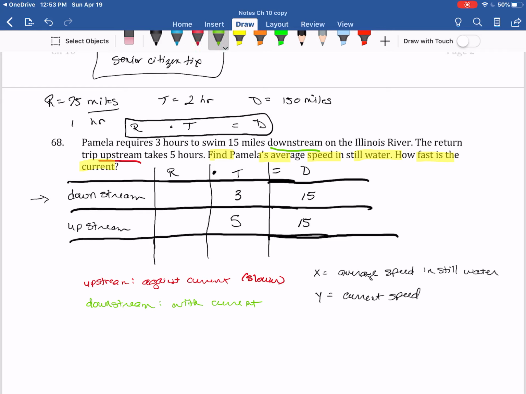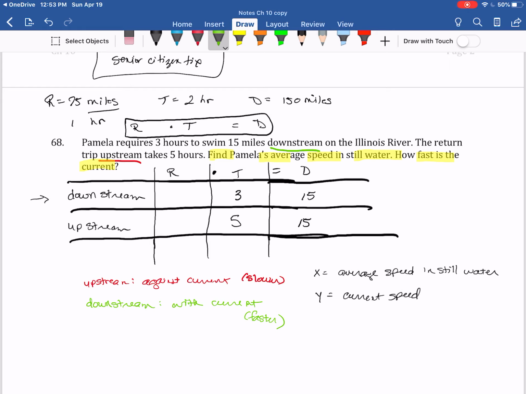And if you're swimming downstream, that means the current is making you go faster. Okay? You're going faster if you're swimming with the current. The current is helping you. Whereas against the current, when you're going upstream, the current is hindering you from going as quickly.